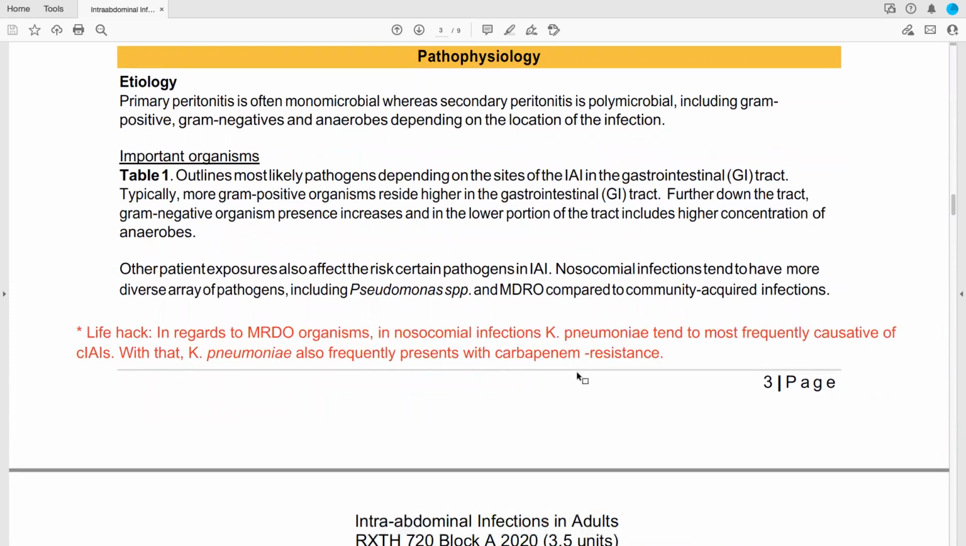So when we talk about the pathophys or etiology, primary peritonitis is often monomicrobial. That means that it is often just one microbe that is causing that infection. Secondary peritonitis is often polymicrobial, and that's because you can have a leakage of different bowels, so the small bowel or the large bowel, which can be polymicrobial in nature. So below, we'll talk about the different pathogens that can be included in these infections.